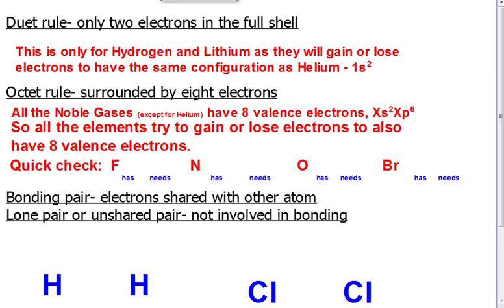What's a number real close to 2? 1. What element has 1? Hydrogen. So hydrogen usually emulates helium and tries to get to 2. What's another element number that's really close to 2? 3. What element has 3? Lithium. Lithium will also try to be like helium. It'll give away an electron. The rest of them, and a couple of exceptions we'll talk about later, try to get to 8, like the noble gases. What do I mean by that?